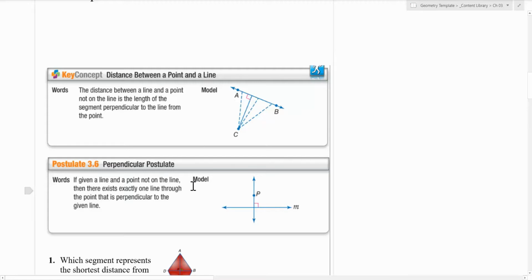Here we go, perpendicular postulate. If given a line M and a point not on the line, P, then there exists exactly one line through the point that is perpendicular to the given line. Just one, exactly one. You're given a line M and a point P not on the line. There exists only one line that is perpendicular to M that passes through point P. Okay, moving on.